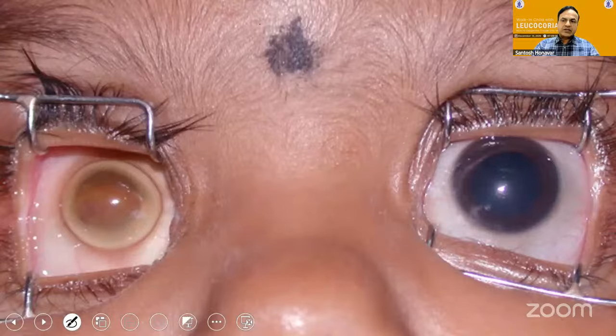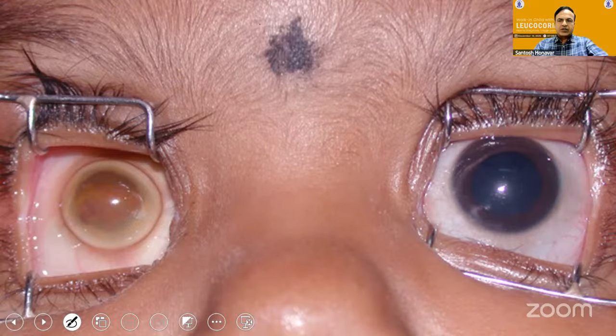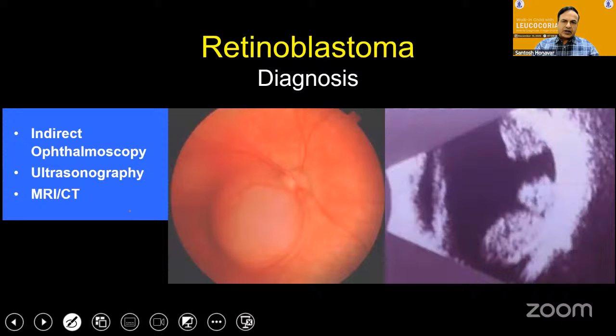Even a phthisical eye patient who gave a history of minor injury resulting in inflamed eye and finally ending up with phthisis, you can see a definite whitish reddish reflex just behind there. So obviously it is retinoblastoma which was necrotic that has caused this phthisical or atrophic eye.